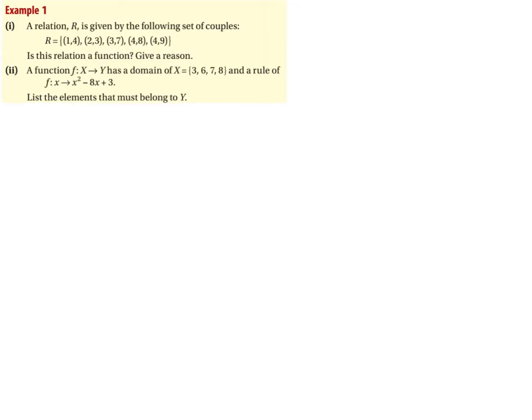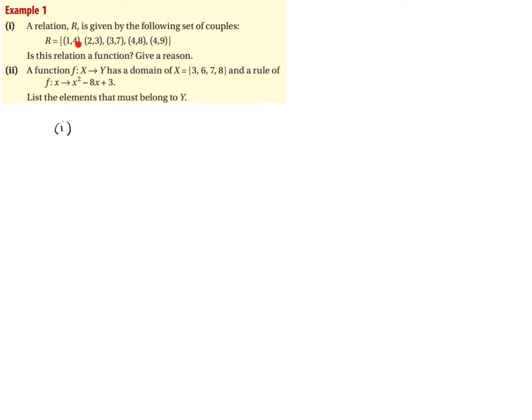Okay, so let's have a look at some examples here. So we have a relation R given by the following set of couples. R is equal to (1, 4), (2, 3), (3, 7), (4, 8), and (4, 9). Is this relation a function? And we have to give a reason. Okay, so let's have a look at this.